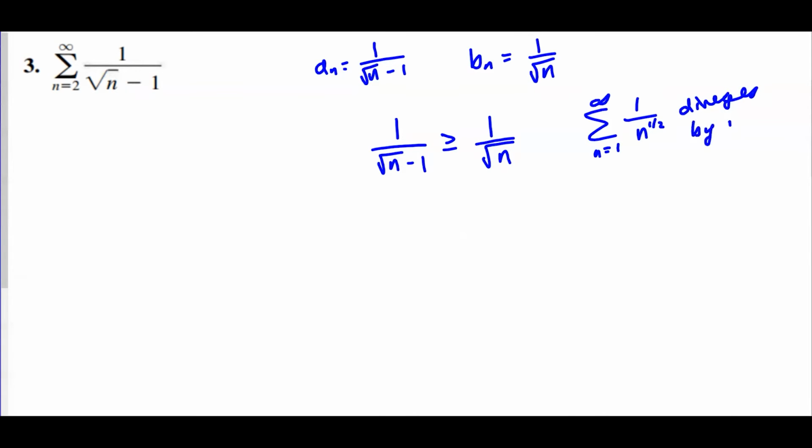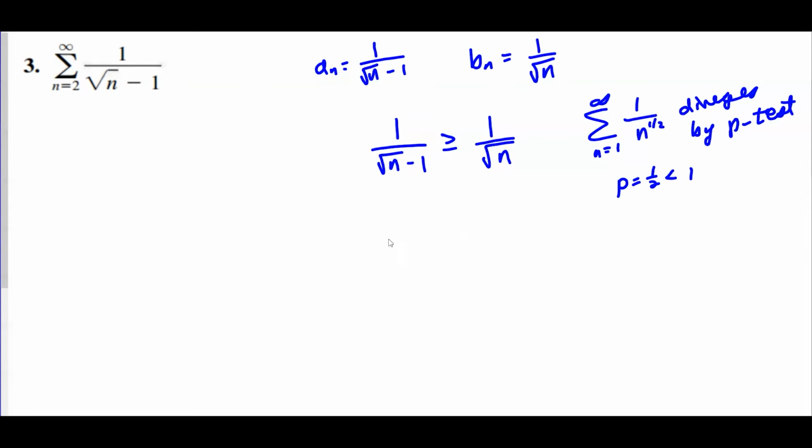by the p-test. Remember the p-test? The p-test says that if this exponent here is less than 1, then this thing is going to diverge. If it's bigger than 1, then it will converge. If it's equal to 1, it also diverges, but this is less than 1. So p equals 1 half is less than 1, so this is going to diverge.